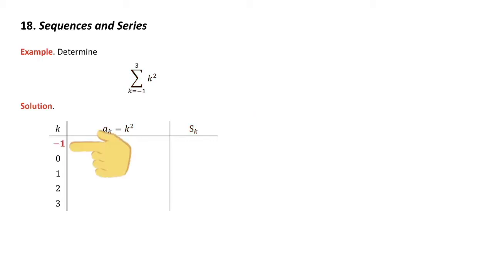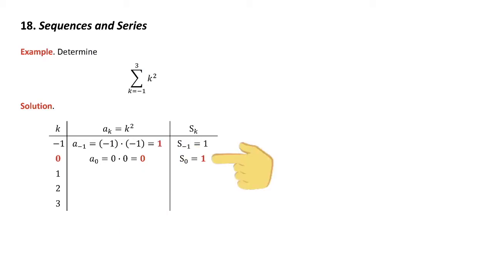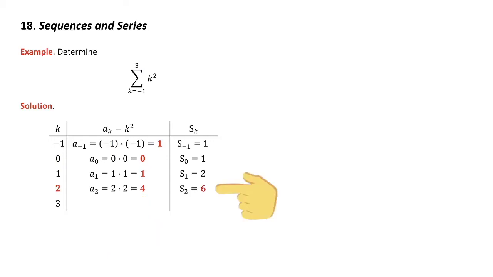So they want the sum. When k is -1, just substitute -1 in for k. -1 times -1 is 1. The sum is 1. When k is 0, 0 times 0 is 0. Sum these first two up, 1. When k is 1, 1 times 1 is 1. Sum them up, 2. When k is 2, 2 times 2 is 4. Sum them up, 6. When k is 3, 3 times 3 is 9. Sum them up, 15. And so that's it.